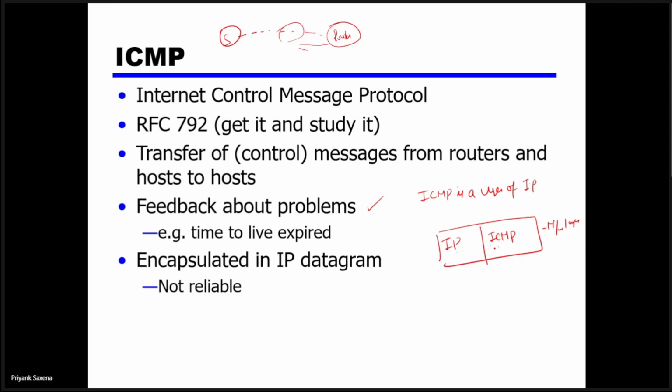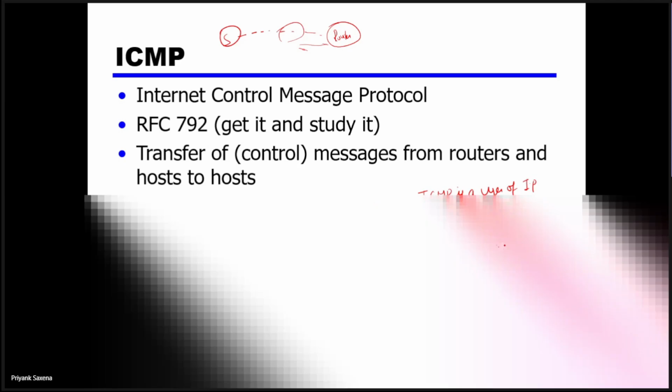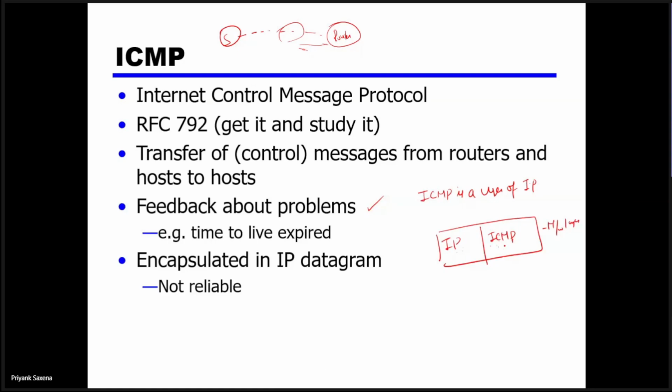Both are companion protocols, but still ICMP is said to be a user of IP because all the ICMP messages which are routed in the network are encapsulated in the IP datagram. All such messages to report problems in the network are encapsulated in the IP header. That is why it is a user of IP, because ICMP uses the services of IP for sending messages between host and router or between two hosts.